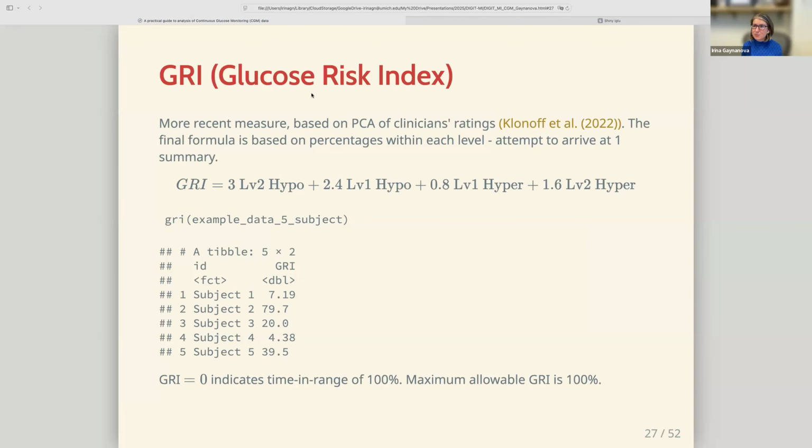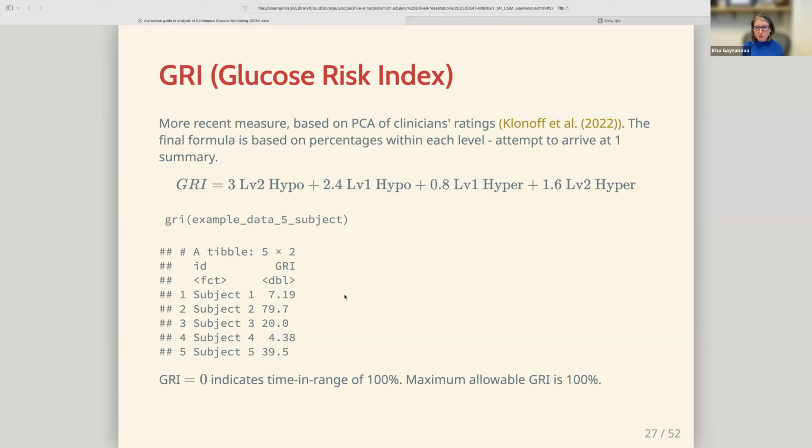GRI is another one of the consensus metrics. That's a more recent one. It stands for Glucose Risk Index. It's based on this paper. All the yellow ones are clickable, by the way, so you can always go to the reference, where they asked a lot of clinicians to rank CGM profiles based on the severity, and then they tried to come up with a one number summary that would align as close as possible to the rankings produced by the clinicians. So this summary is a linear combination of hypoglycemia scores in level 1 and level 2, and hyperglycemia scores in level 1 and level 2.